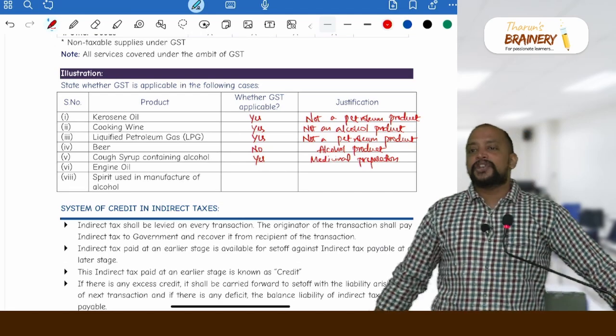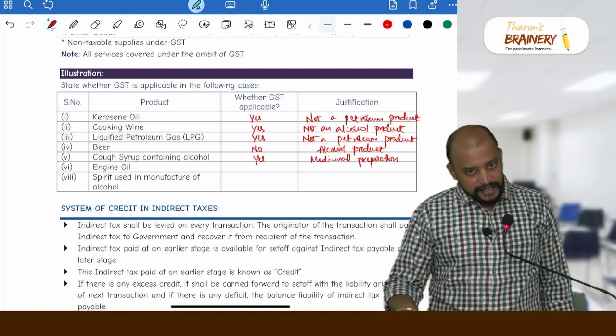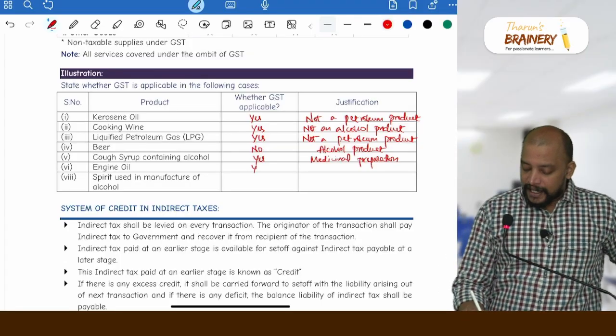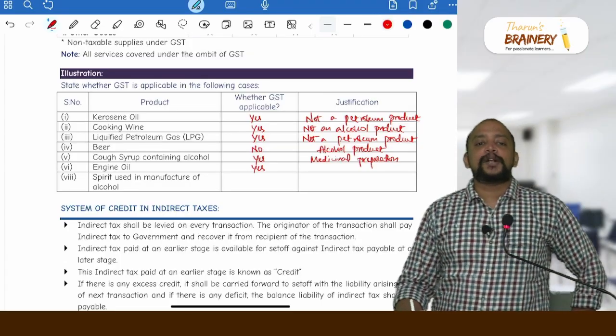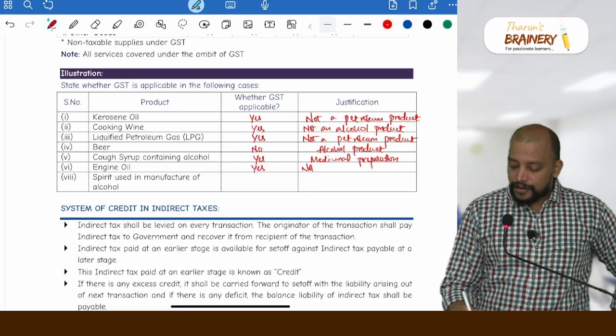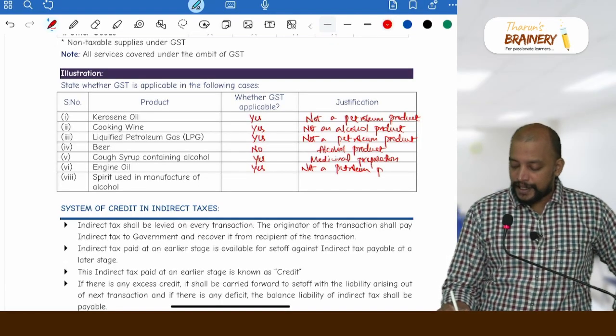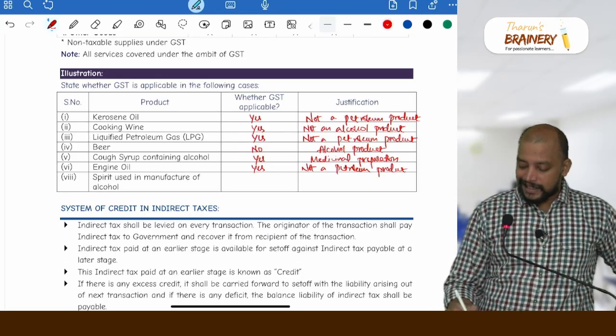Then engine oil. Is engine oil covered under GST? Yes. Engine oil, lubricating oil, all these are not petroleum products. So therefore GST is applicable. Not a petroleum product. That's why GST is applicable.